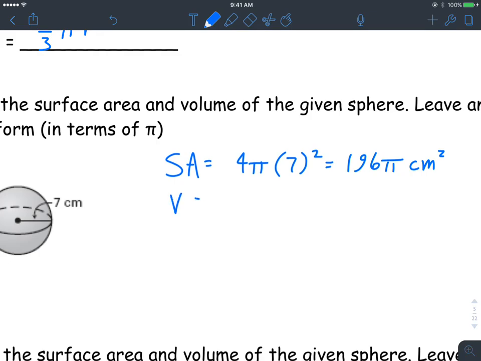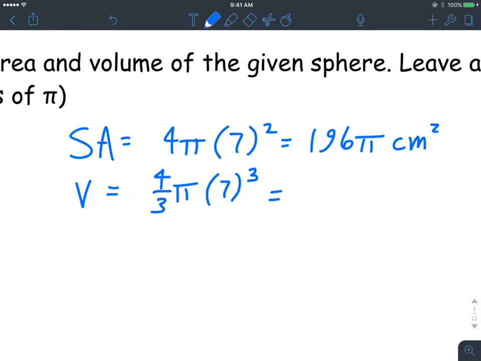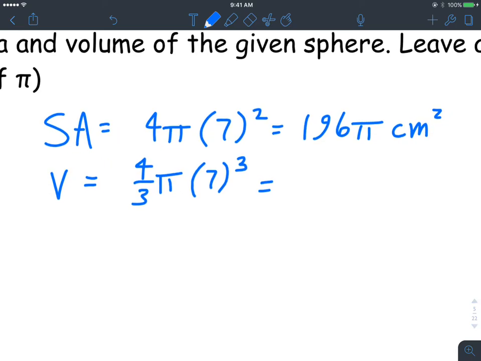And then for volume, this one doesn't come out as clean because of the 4/3 part. But you can go 4/3 and then pi and then times 7 cubed. And whenever you punch that out, there's two different ways you can leave your answer. You can leave it as an improper fraction, depending on what your teacher wants to see.